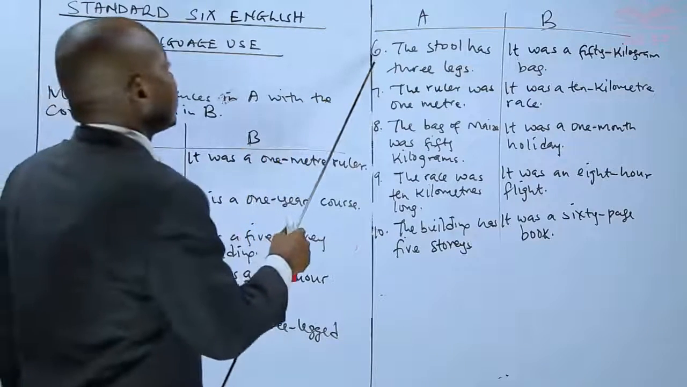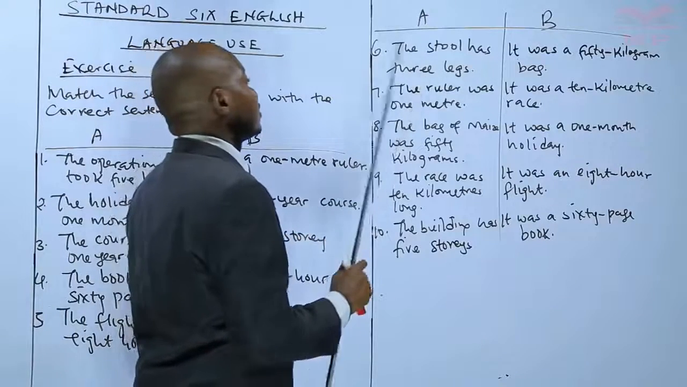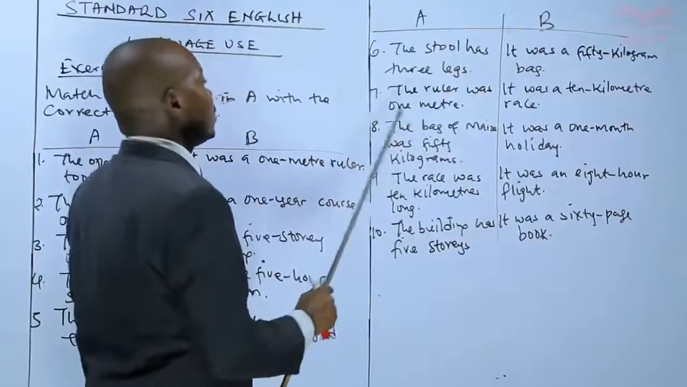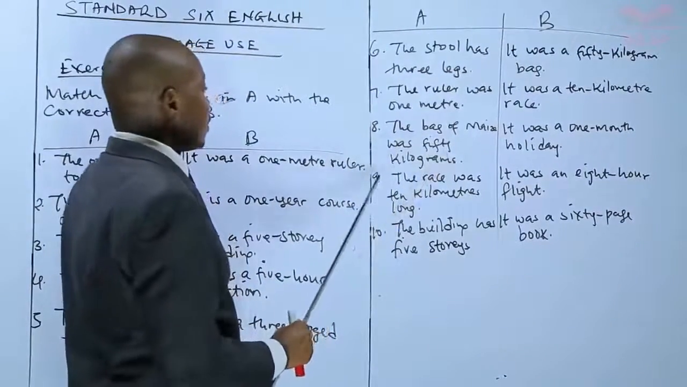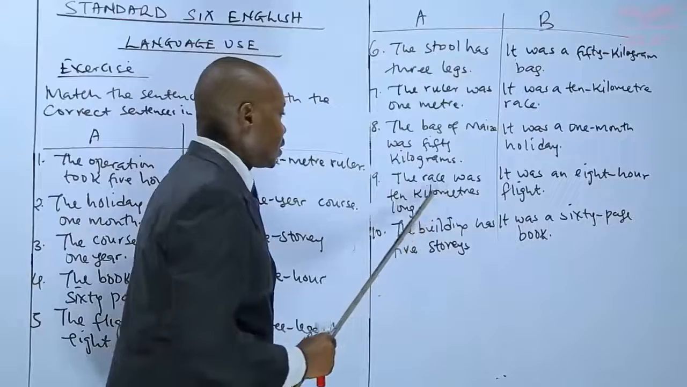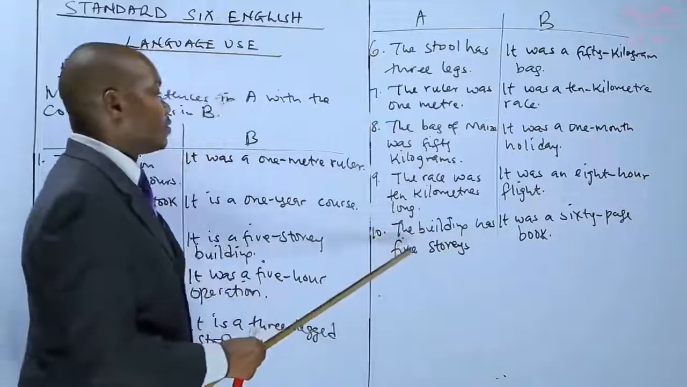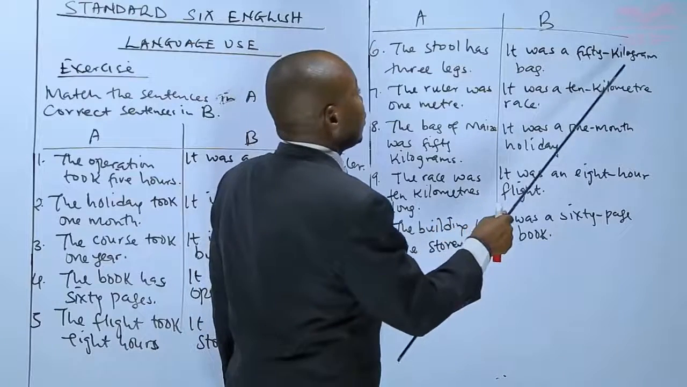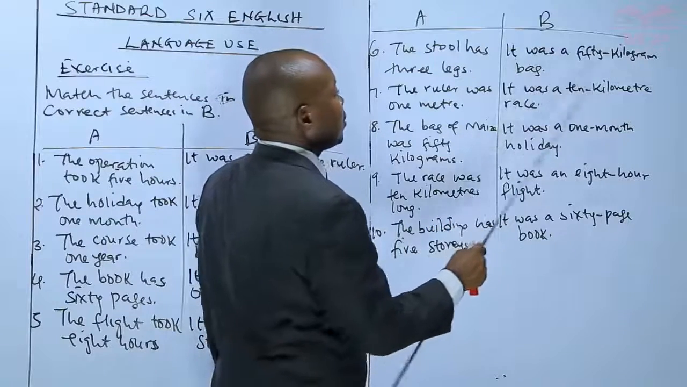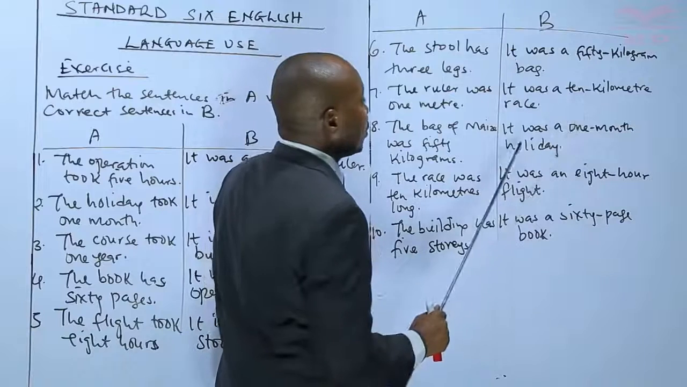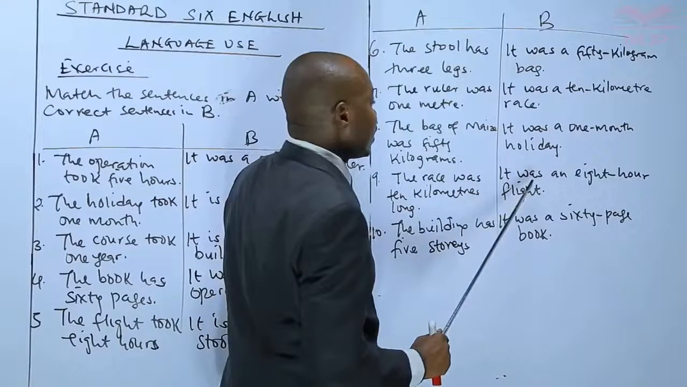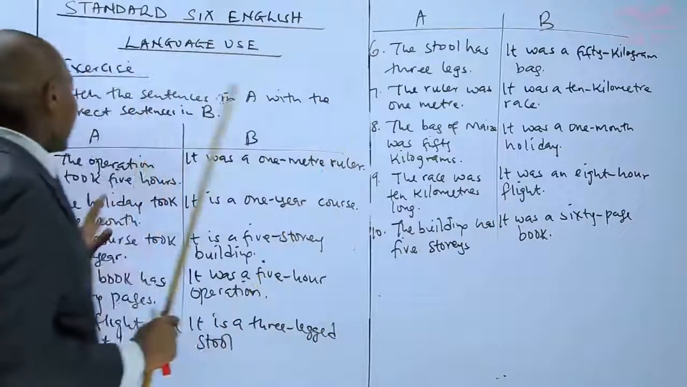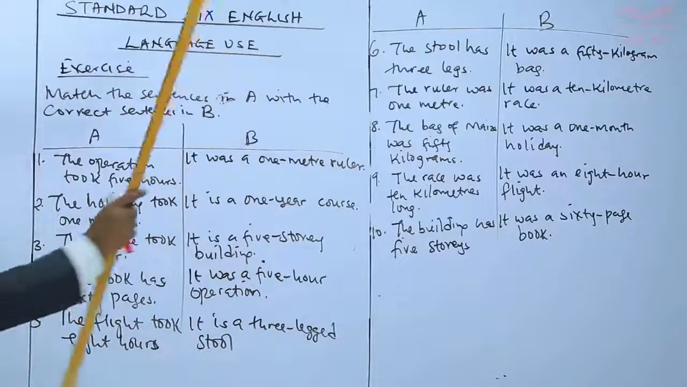Then here we have the stool has 3 legs. The ruler was 1 meter. The bag of maize was 50 kilograms. The race was 10 kilometers long. The building has 5 stories. Then on the side of B, we have it was a 50-kilogram bag. It was a 10-kilometer race. It was a 1-month holiday. It was an 8-hour flight. It was a 60-page book. So we are meant to match A with B, okay?